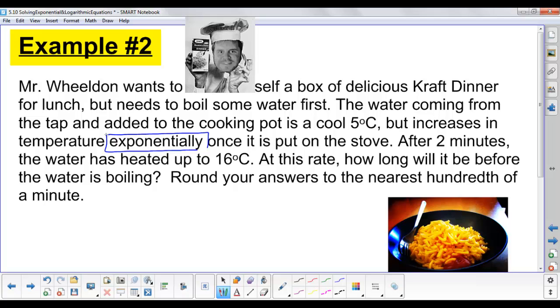Now, at this rate, it says, which we don't even know yet, that's something we're going to need to determine, how long will it be before the water is boiling? One thing to be aware of in this question is that boiling water has a temperature of 100 degrees Celsius, right? So we're trying to figure out, based on going from 5 degrees Celsius to 16 degrees Celsius in 2 minutes, how long is it going to take to reach 100 degrees Celsius? So the rate, as I mentioned before, we're going to have to determine this.